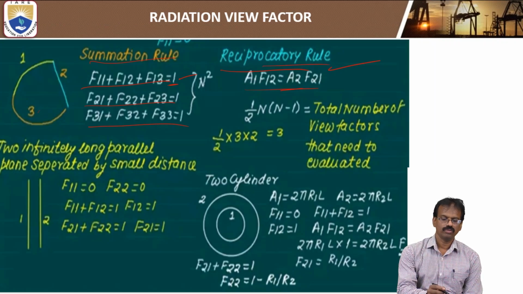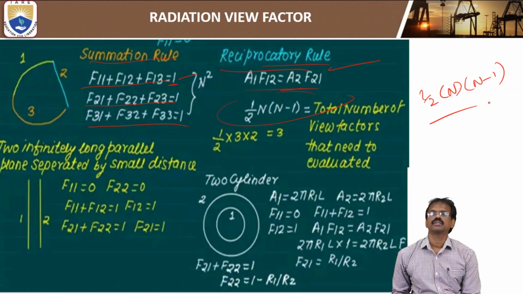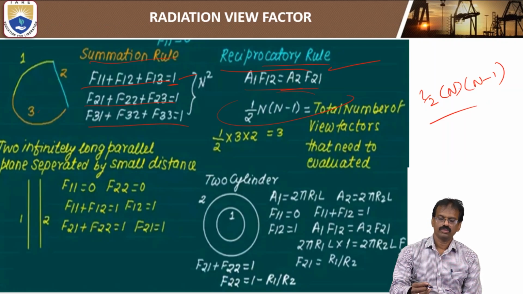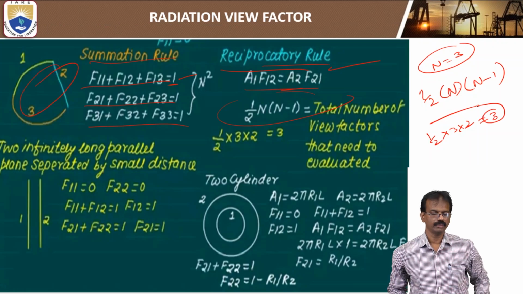So, the total number of view factors. How to find out the total number of view factors here? This is the formula: half into n into (n minus 1). You can see, suppose n is equal to 3, 3 surfaces are there. Then you can use this formula: half into 3 into 2. So total 3 view factors are there.